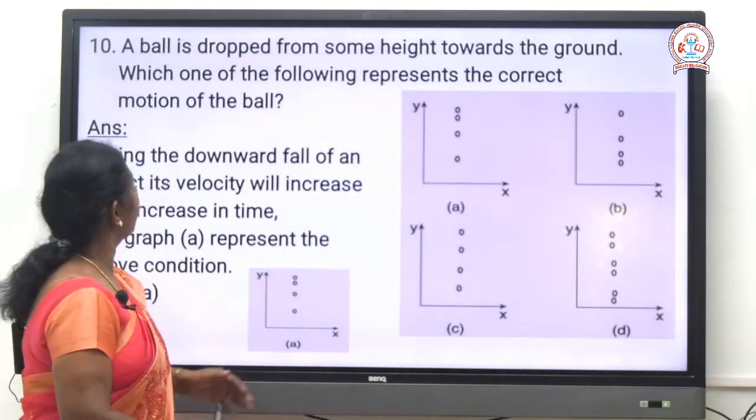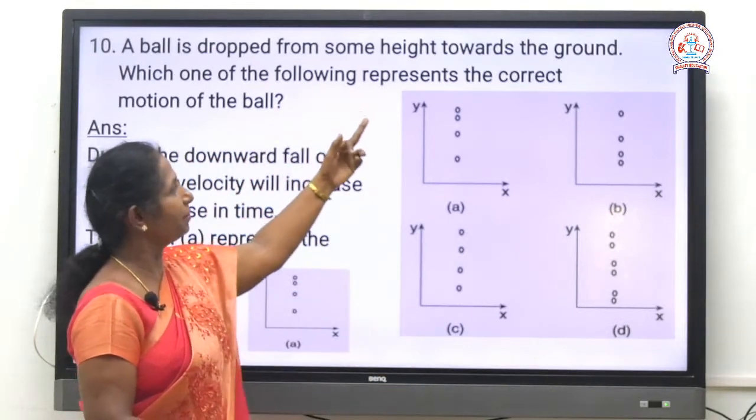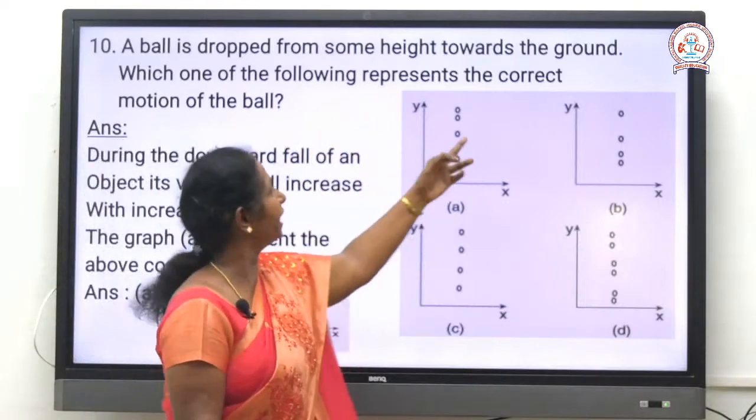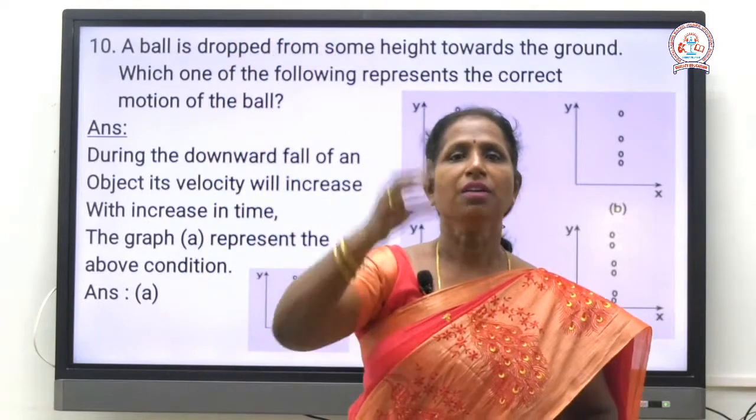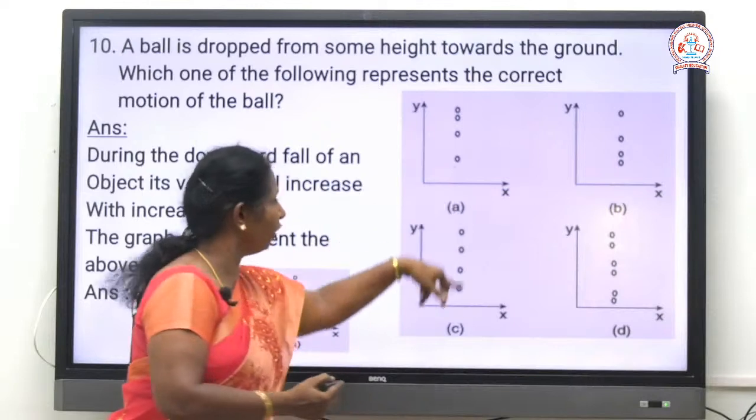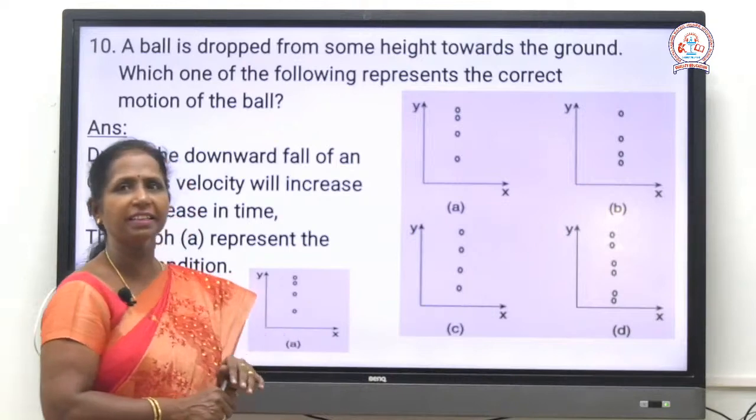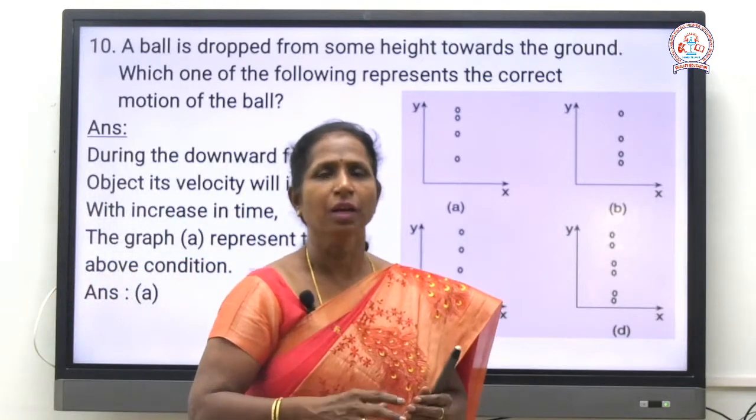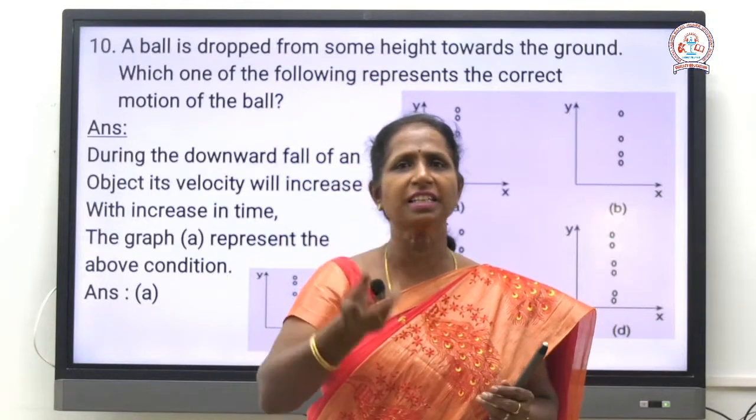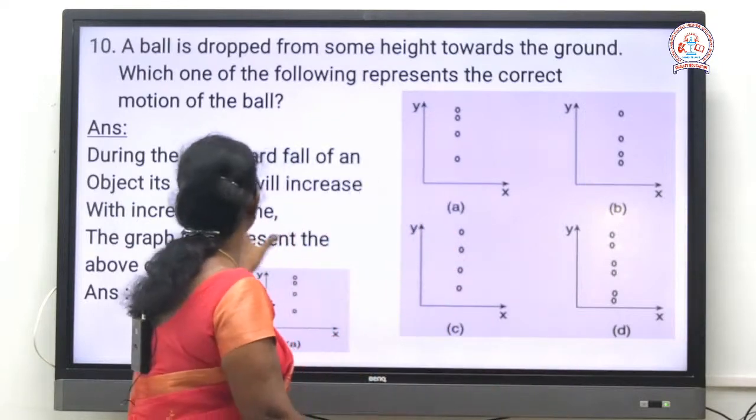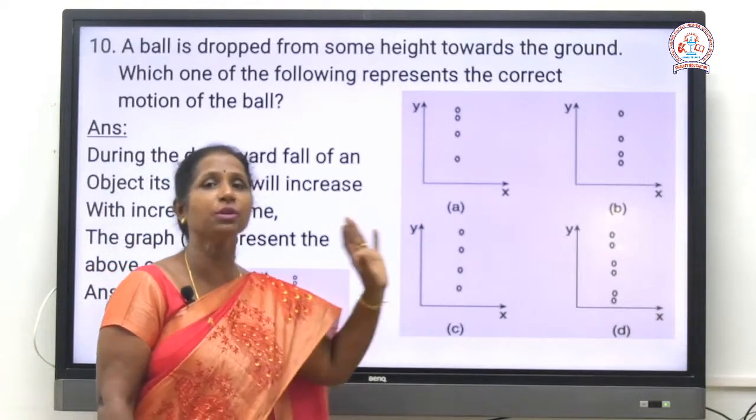Then the next question: a ball is dropped from some height towards the ground. Which one of the following represents the correct motion of the ball? We already studied this in theory. When the ball is dropped, its velocity increases gradually, or its acceleration increases gradually.